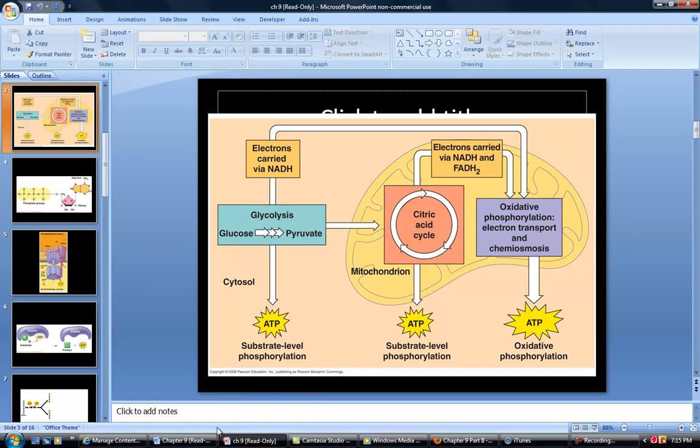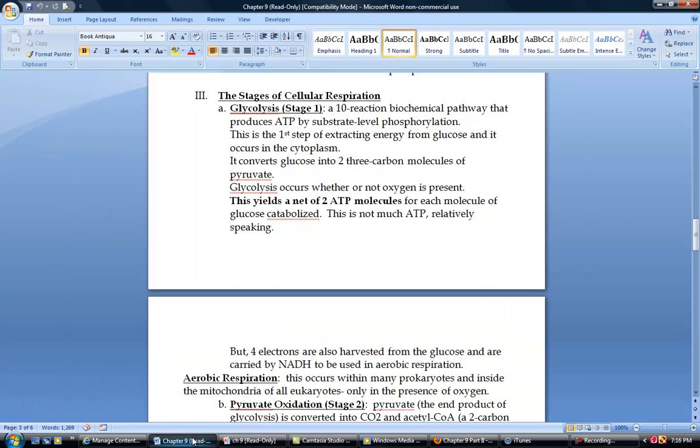There's also a video that accompanies this that's really good and shows you all these different stages happening. Okay, so the first stage we're going to talk about is called glycolysis. If we look at this word, glyco means glucose, and lysis means breaking apart. So this is going to be breaking apart a glucose molecule.